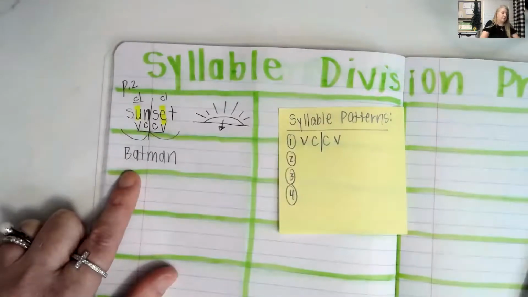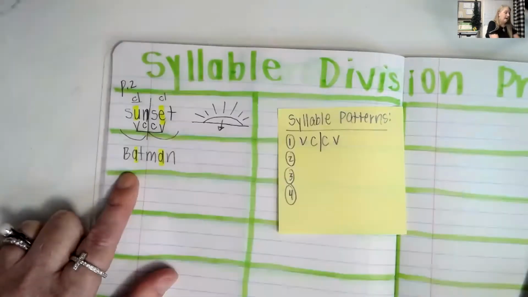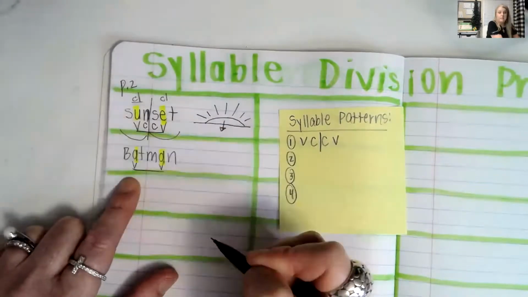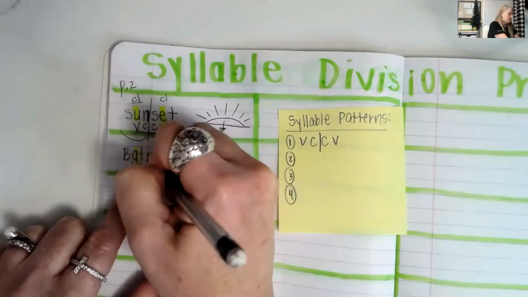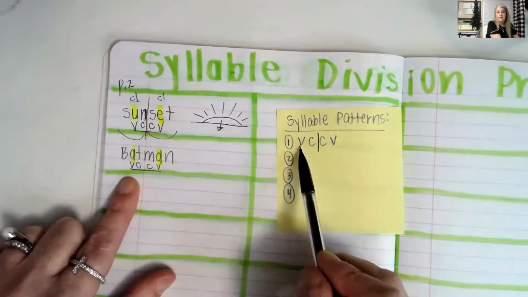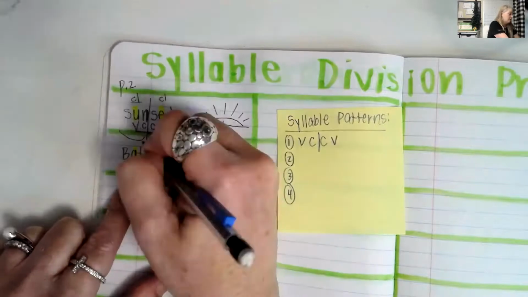So our next word, which they kind of like on my list, is Batman, B-A-T-M-A-N. So let's highlight our vowels. We have A and A, and let's label vowel, vowel, and draw your vowel bridge. And we have two consonants in between, consonant and consonant. And then the rule is when you have a vowel, a consonant, a consonant, and a vowel, you're going to divide between your two consonants.